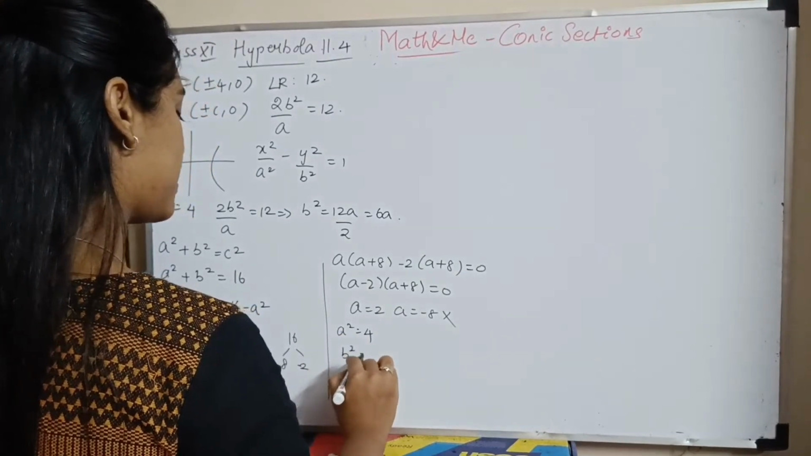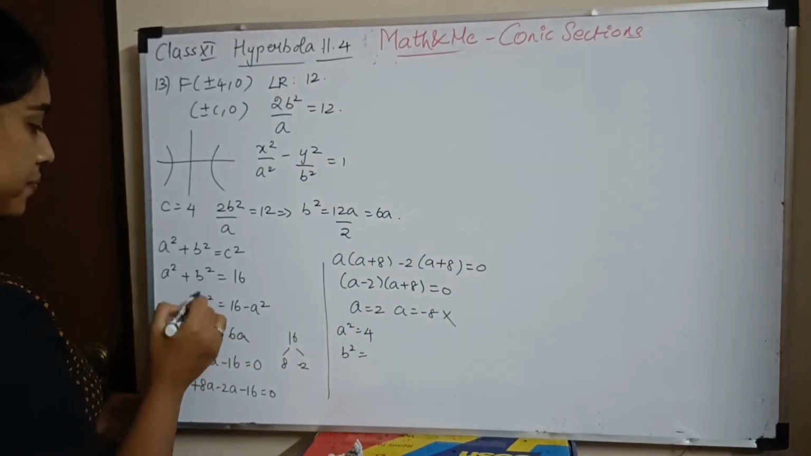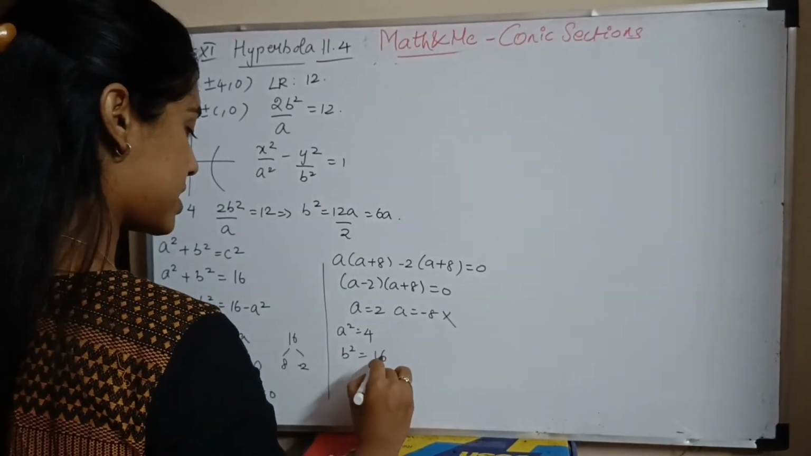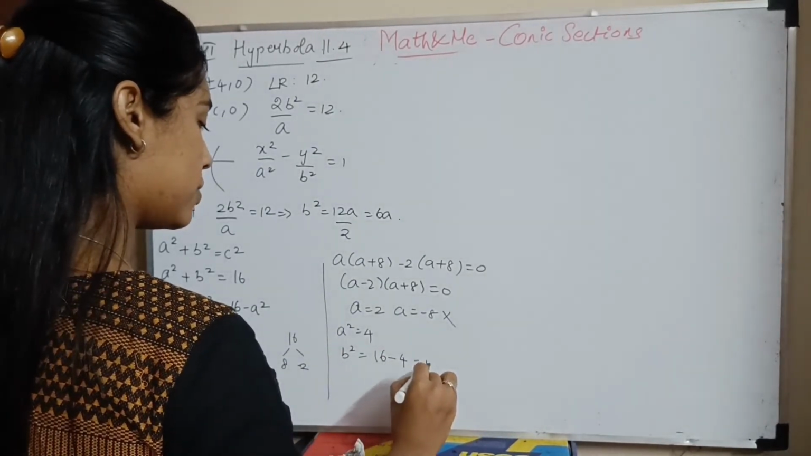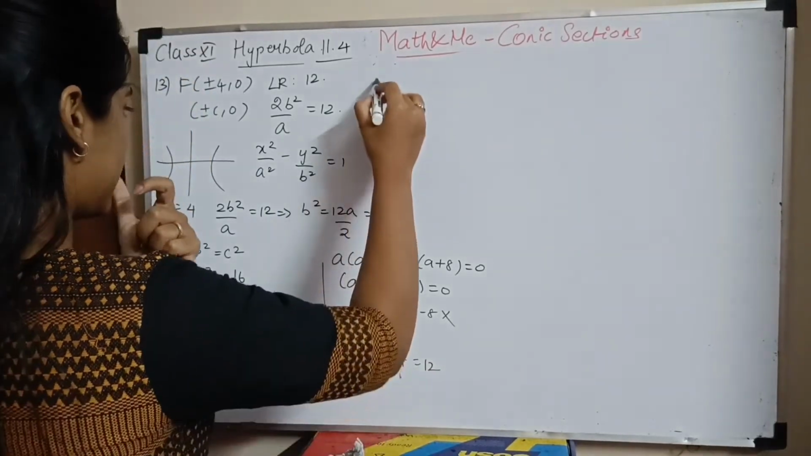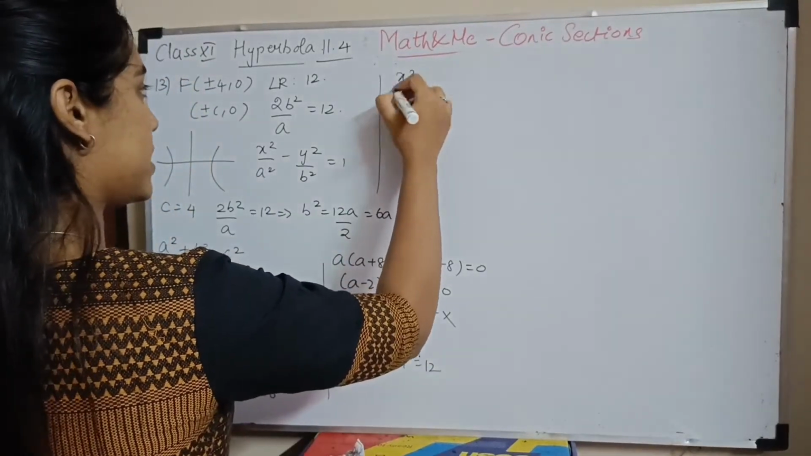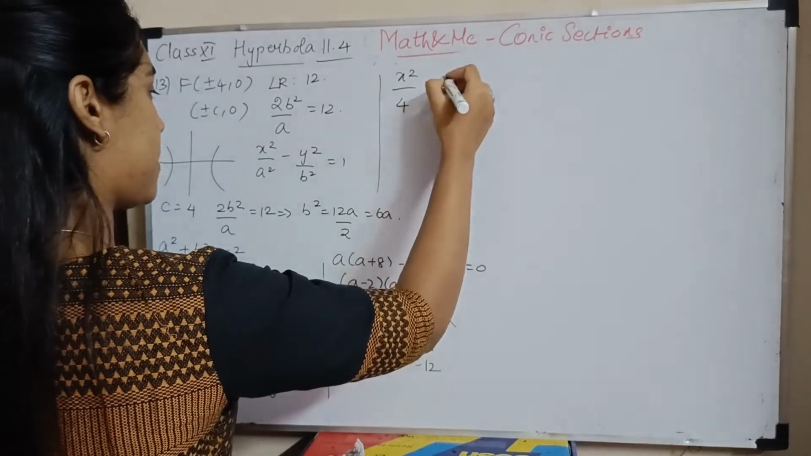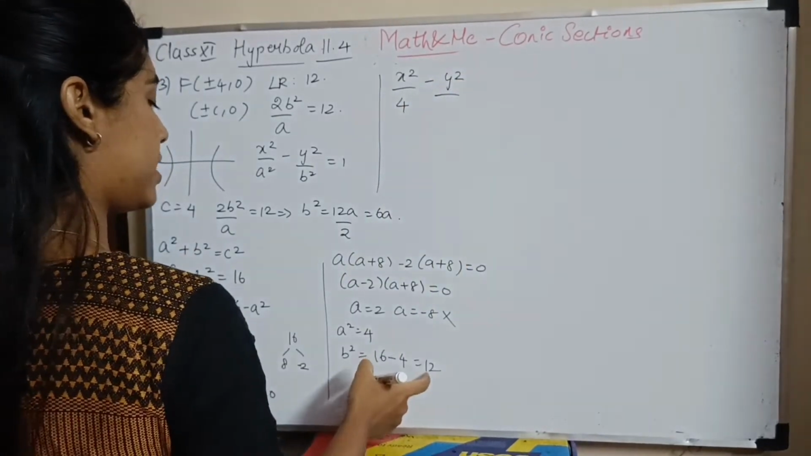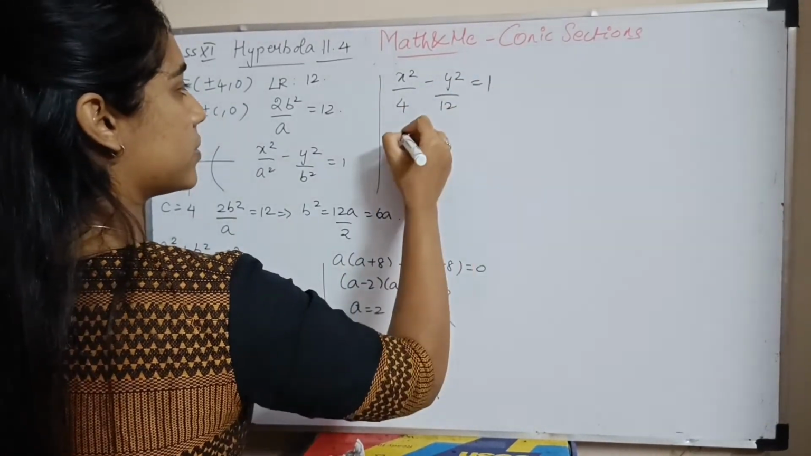So a square is 4, and b square is 16 minus a square, so 16 minus 4, which is 12. So what does my equation look like? My equation is x square divided by a square minus y square divided by b square equals 1.